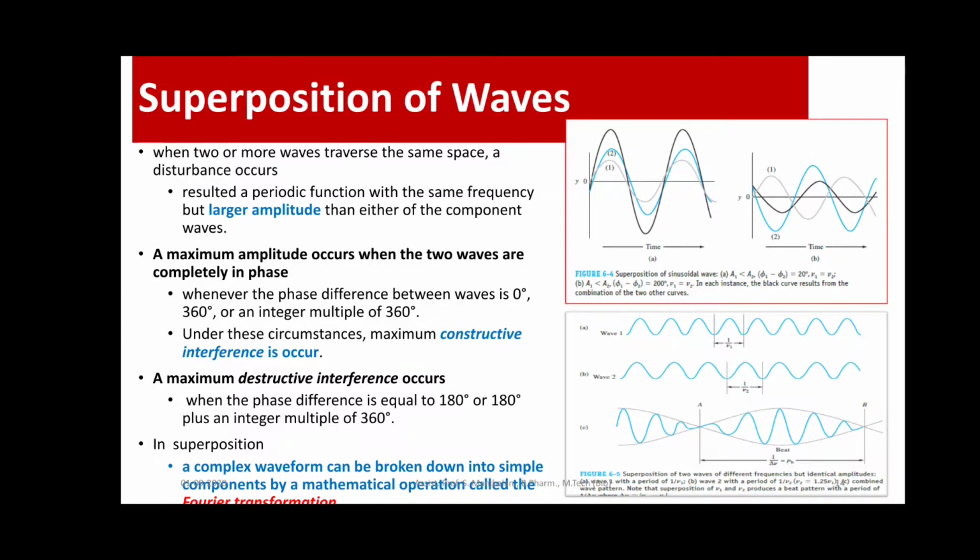Then in superposition, what happens? A complex waveform can be broken down into simple components by a mathematical operation, the most important application of mathematics, that is Fourier transformation. So we use this principle in FTIR, Fourier transform infrared spectroscopy. Okay, so we need that much amplitude for sample analysis.